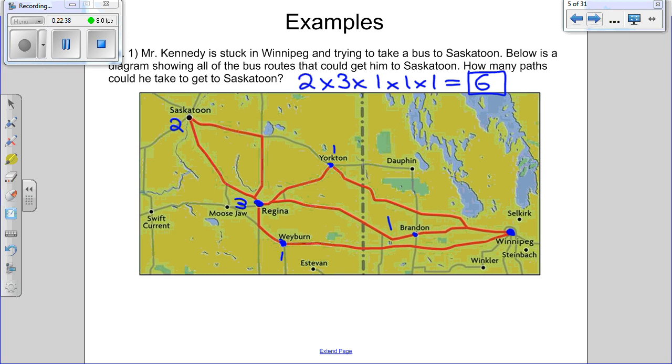So if this was me, I wouldn't even worry about the Yorkton, the Brandon, and the Weyburn. I would have been able to recognize when I look at this thing that I go from Winnipeg and then things come back together at Regina. That's the only other place where they all meet up. That little branch, that little fork right now in Winnipeg. Here? Yeah. How many ways is there?